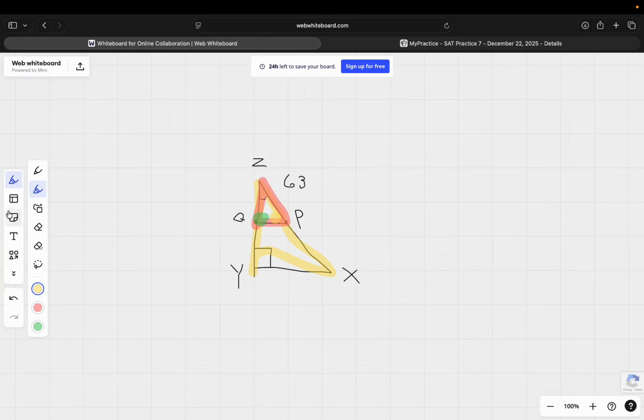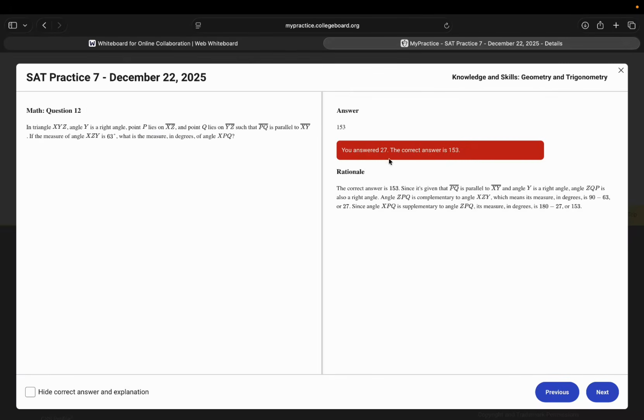All right, so let me try to draw it out better. If this entire thing is 180, because that's the measure of a flat line, and we found that this is 27, we can do 180 minus 27, and you'll realize it gets us 153.